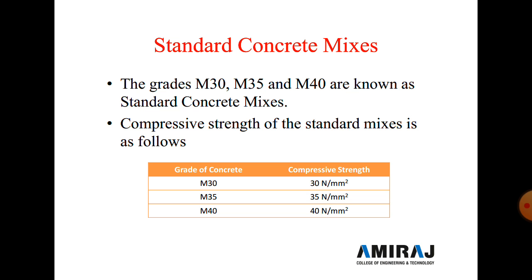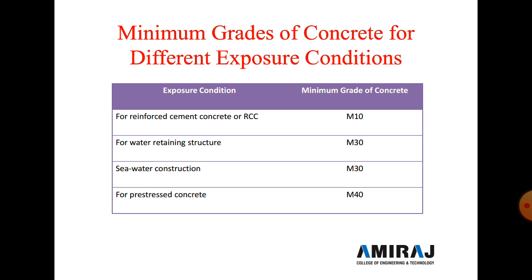Next is the standard concrete mix. Here, M30, M35 and M40 grades of concrete are known as standard concrete mix. The compressive strength of the standard concrete mix is given in a table: M30 is 30 Newton per mm square, M35 is 35 Newton per mm square and M40 is 40 Newton per mm square. This strength we get after 28 days.